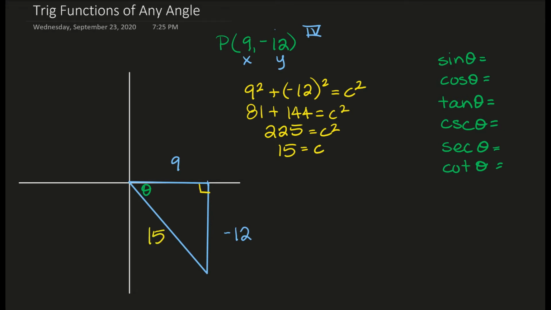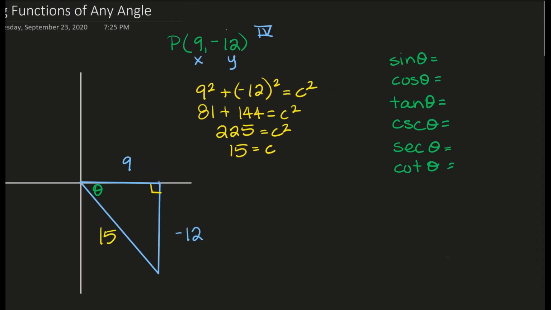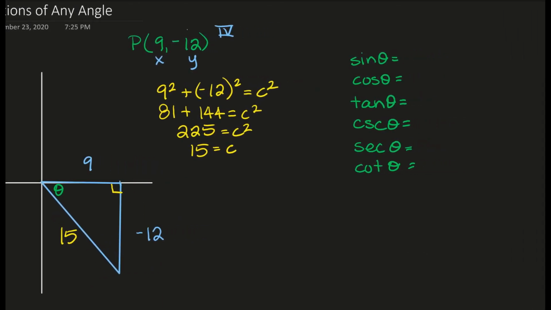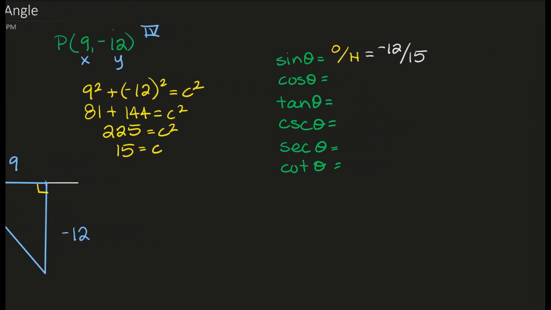All right, now that we have all 3 legs to this right triangle, we can complete all of these trig ratios. So sine, we know, is the opposite leg over the hypotenuse. If I'm basing it off this angle here, the opposite leg is going to be across from that. So that's going to be -12. And then our hypotenuse we just found using the Pythagorean theorem. So this is -12 over 15. And we could simplify this to be -4 over 5.